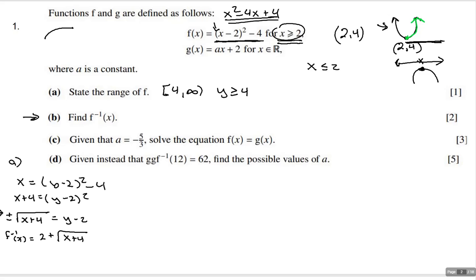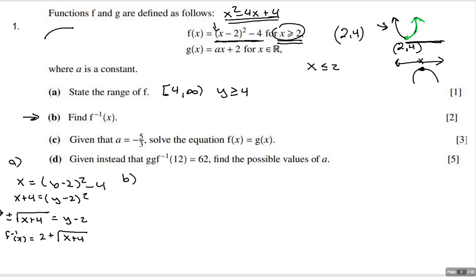Okay? All right, so now what does C say? It says, given that a equals negative 5/3, solve the equation f of x equals g of x. So basically what they're saying is replace that a with this negative 5/3. So let's just do that. It seems kind of weird that they put an a in there and then immediately tell you what they want it to be, but later on they aren't going to have that number.